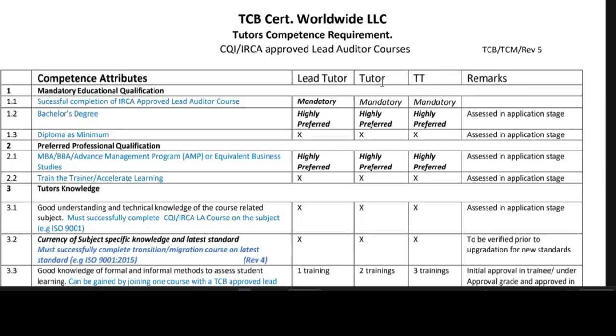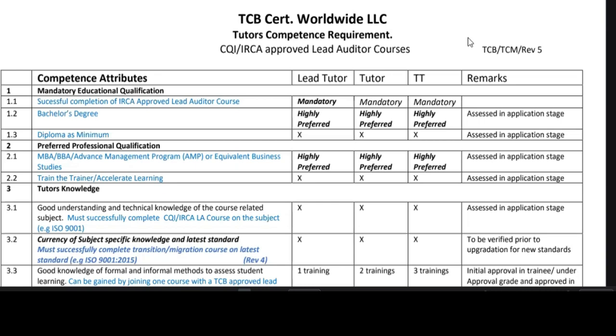Can you please show what is TCB's competence requirement for the tutors? How have you addressed this requirement of the standard? And let's have a look at what is TCB's competence requirement for the tutors and the lead tutors. Let's have a look. So here is TCB SOC Worldwide LLC tutors competence requirement.